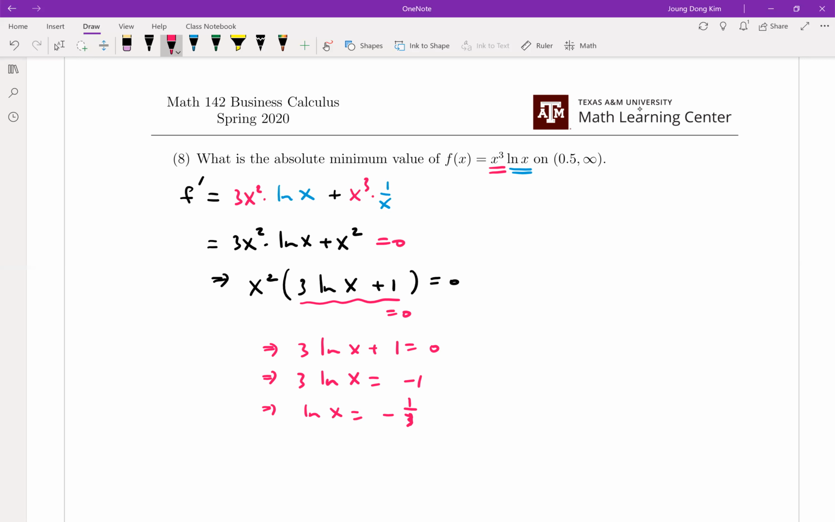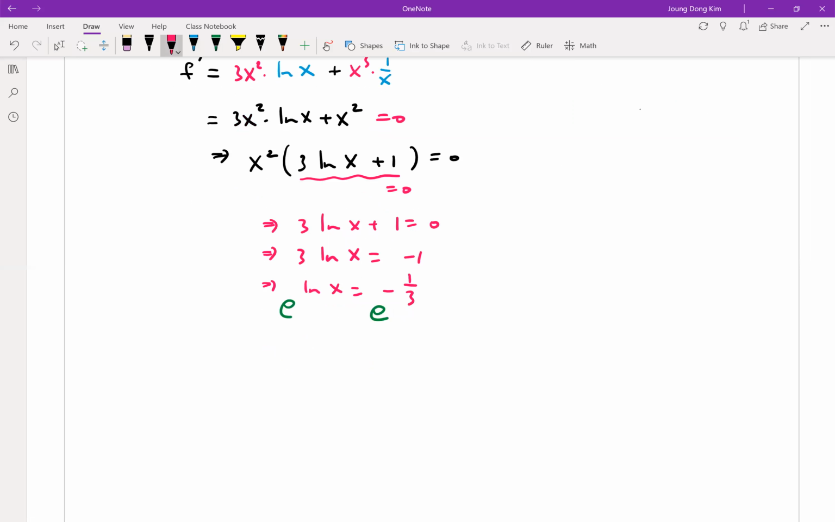And as you know, we raise e on both sides. Then your left-hand side will be simply x, and the right-hand side will be e to the minus 1 over 3. And e to the minus 1 over 3 is bigger than 0.5. So at this moment, we can draw the sign chart of this one. There we go.